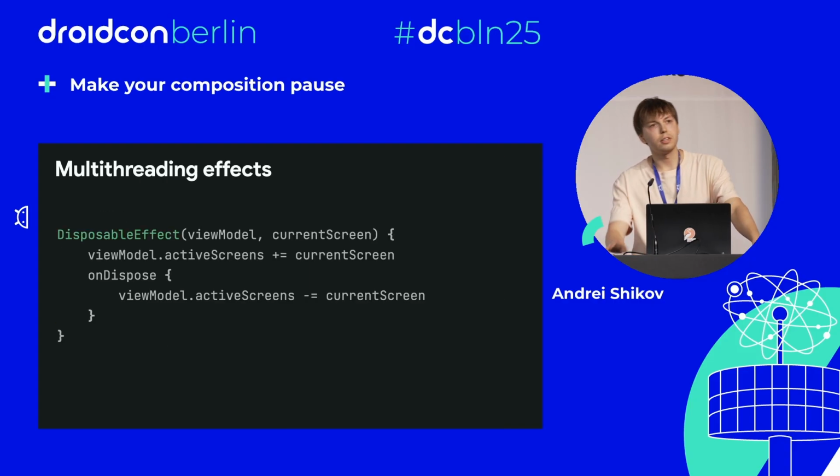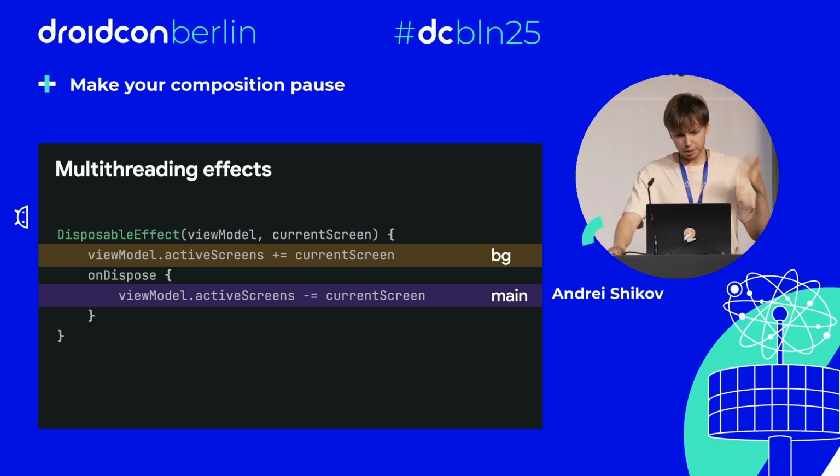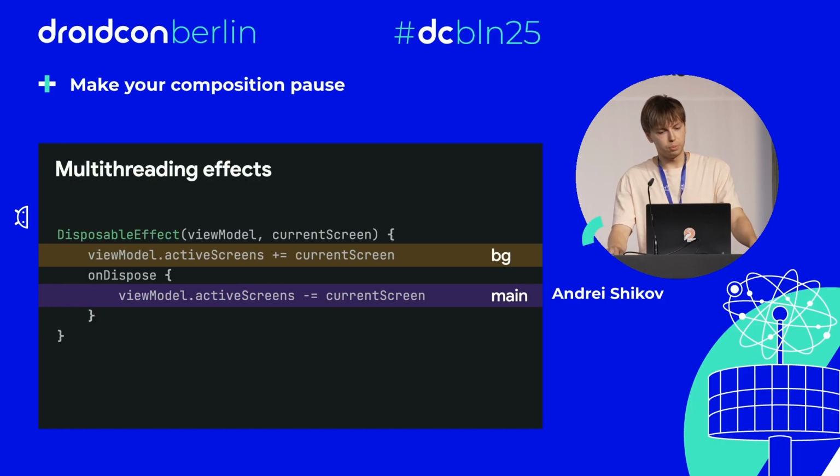The second thing is multi-threading of effects. As we compose on the background thread, we run into the problem that some part of the disposable effect could be run in the background and some part in main. For example, here I tried to synchronize some set of active screens in the view model with the screen that is the current composable. If multiple threads run some parts of the effects, we need to make sure this part is concurrent safe, so we support concurrent modification of the set.